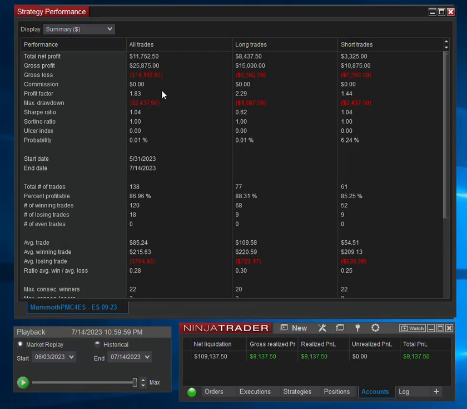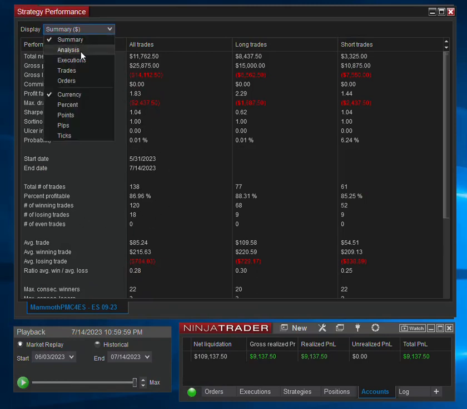That is the result. And now you're also looking at the risk, which is the max drawdown, risking $2,437 to achieve this amount of net profit in a month and a half or so. Now overall we have 138 trades, and 120 trades were winners and 18 were losers.